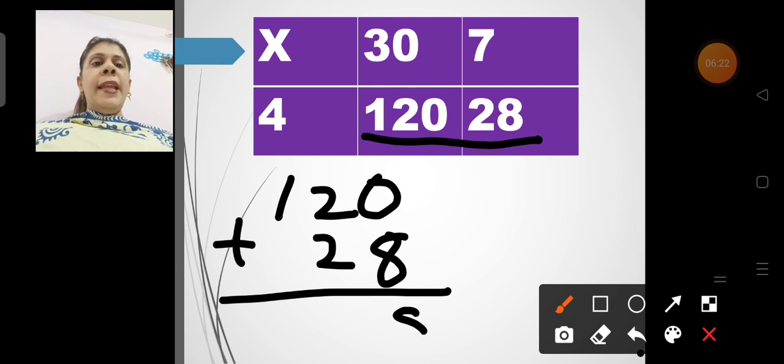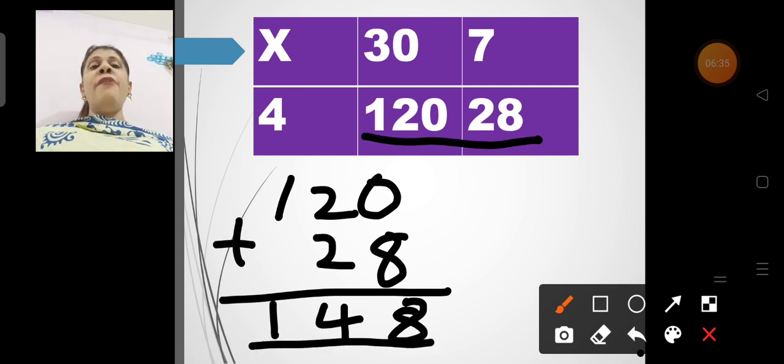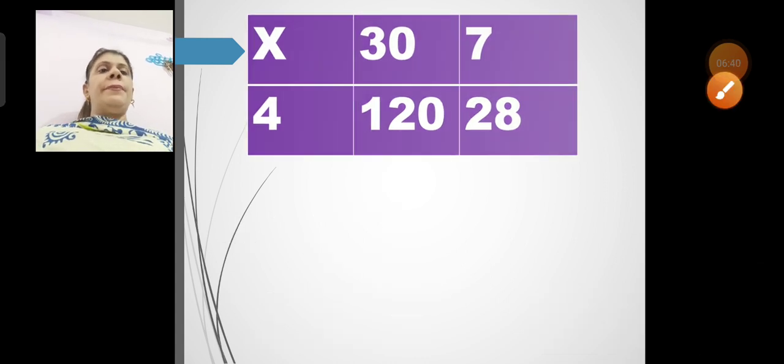So 0 plus 8 will be 8, 2 plus 2 will be 4 and below 1 there is no number, so I will write 1 here. So what I get? When I multiply 37 by 4, I get my answer 148. Okay. Now next.